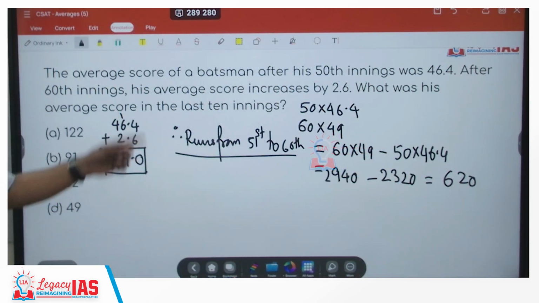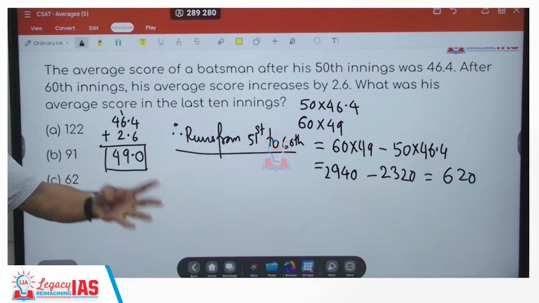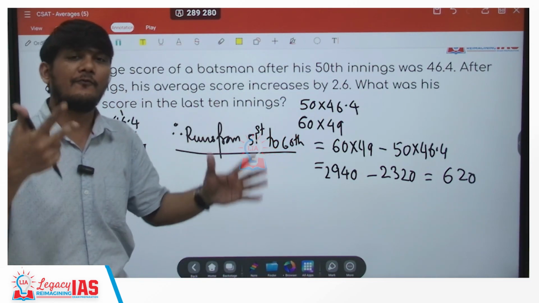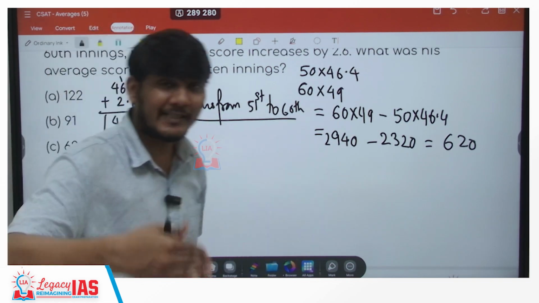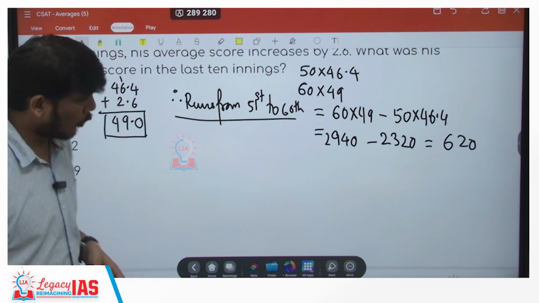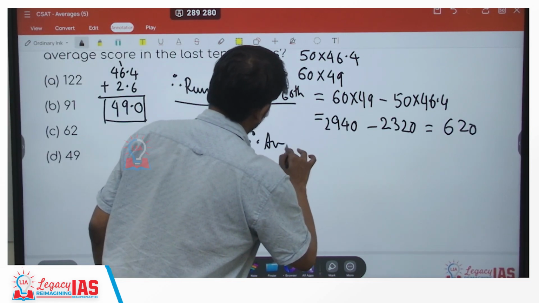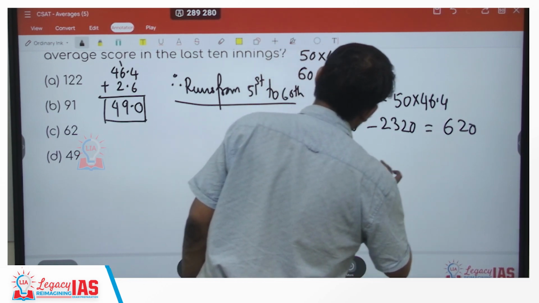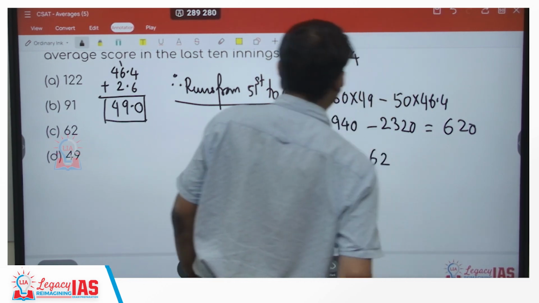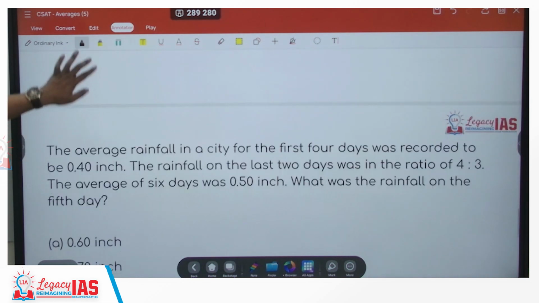How many innings are there? Total 10. 51st, 52nd, 53rd, 54th, 55th, 56th, 57th, 58th, 59th and 60th. So total, because 51st and 60th inning is also included. So the total is 10 innings. Therefore, average in those 10 innings would be how much? Will be 620 divided by 10 will be equal to 62 runs per inning. So the correct answer is option C, 62. Let's move on to the next question.